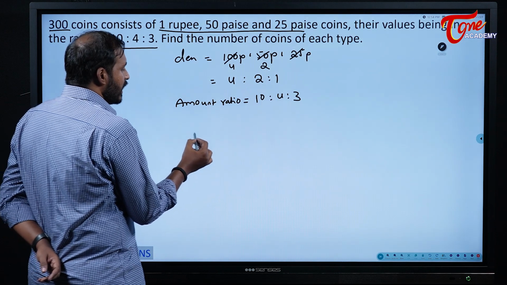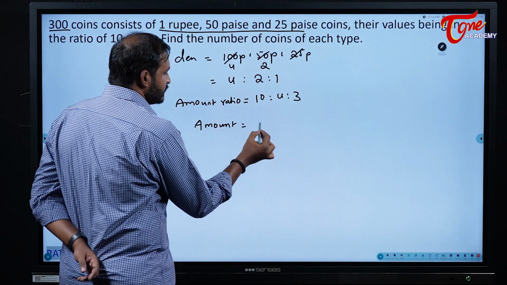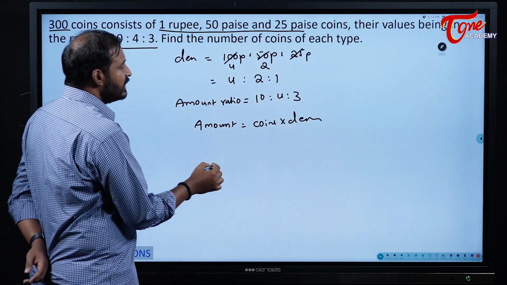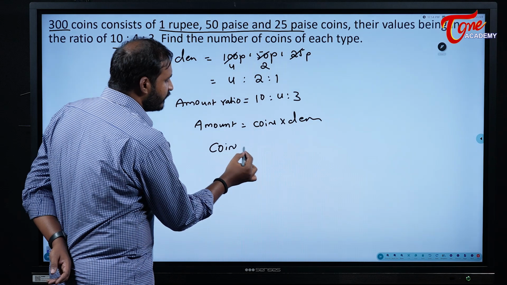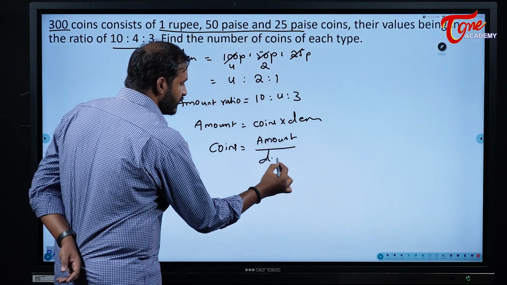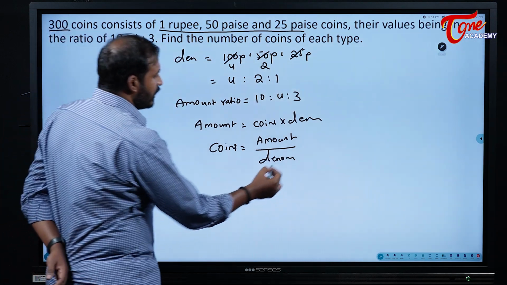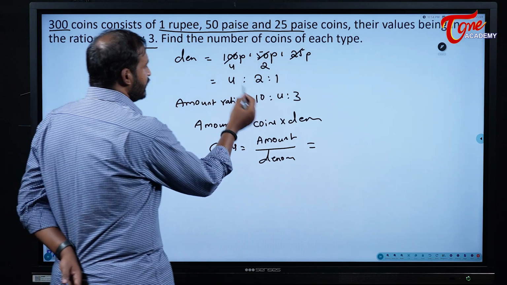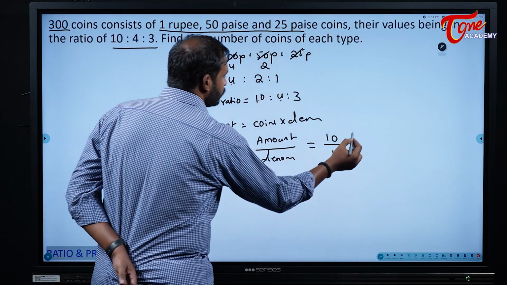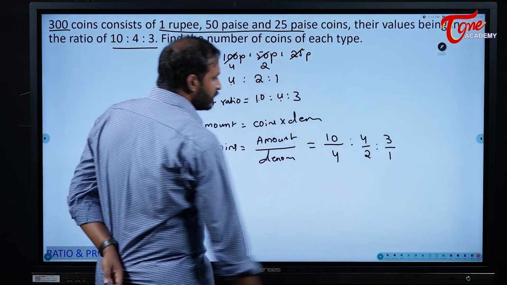Now we know that amount is equal to number of coins into denomination. In this case, they given us the amount, we need to find the coins. That means amount by denomination. So this by this. So what I will get here? Coins ratio will become what? 10 by 4. Please be careful, respective one. 10 by 4. Next 4 by 2. Next 3 by 1.